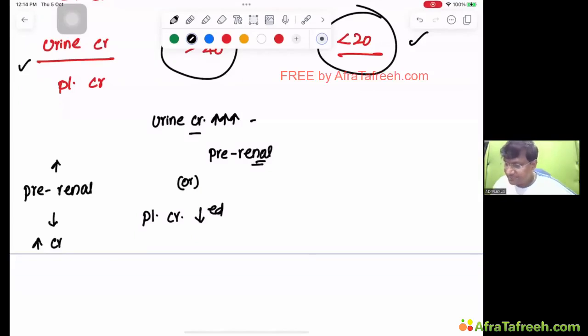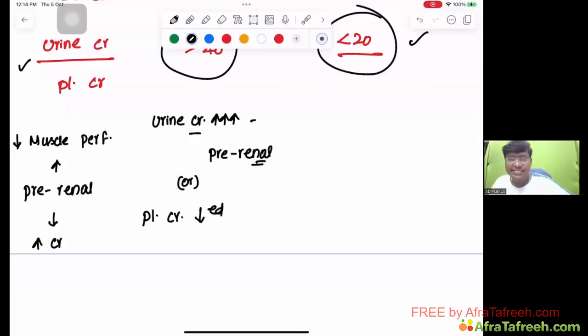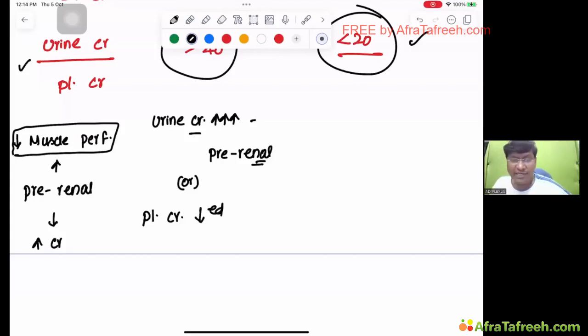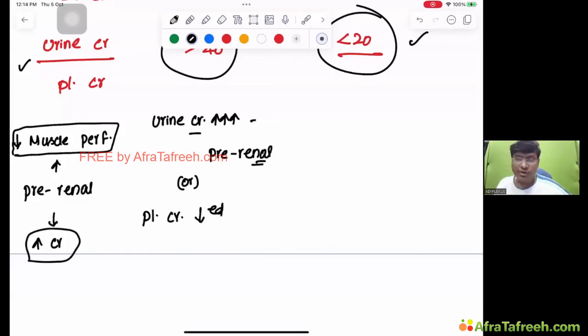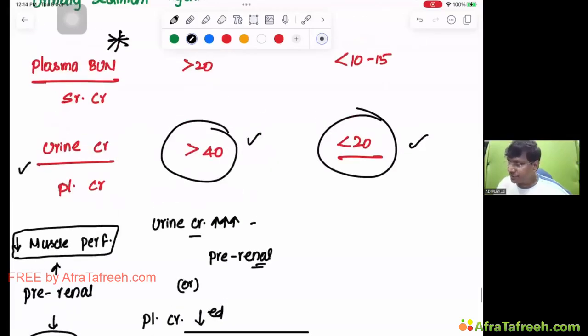Because in prerenal, there is also decreased muscle perfusion. When there is decreased muscle perfusion, the muscle is getting excessively degenerated. Thereby, what will happen to the creatinine produced? Muscle is dying there. Muscle is becoming hypoxic in case of prerenal etiologies. When muscle becomes hypoxic, more and more muscle gets degenerated and more creatinine will be produced. And this creatinine being produced will start getting excreted in the urine. Thereby, the urine creatinine will be more.